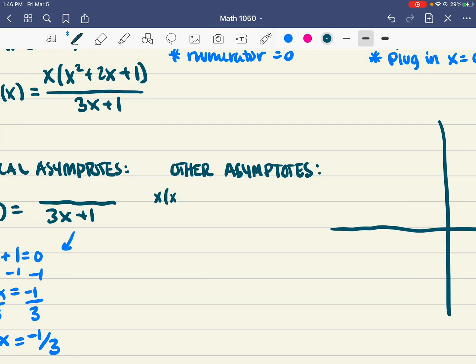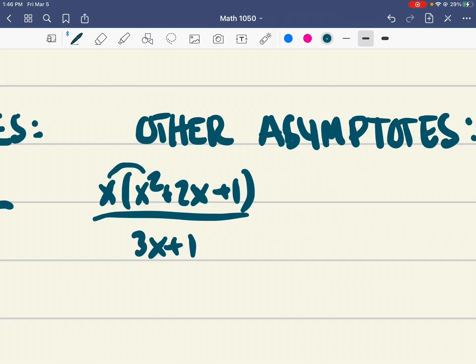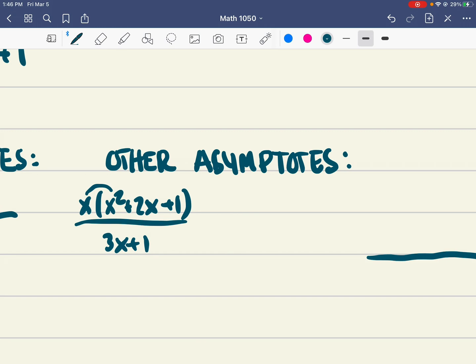So our function is x times x squared plus 2x plus 1 over 3x plus 1. So the degree of the numerator here is x to the third power because these two things are multiplied together. So that would be our leading term. For the numerator, it would be x to the third power. We could multiply that out all the way, but we don't really need to because we can already tell it's going to be x to the third, and we don't need the rest of it.